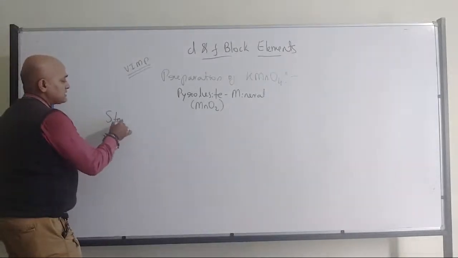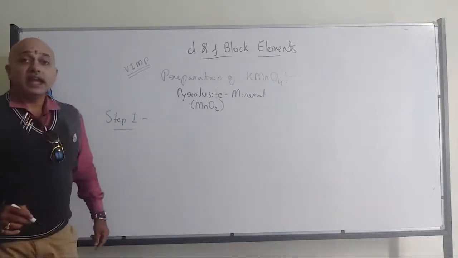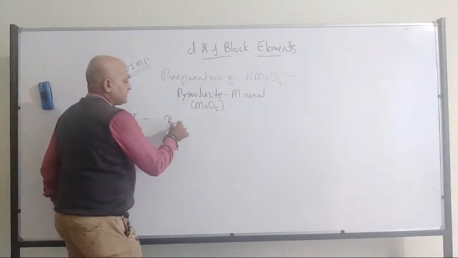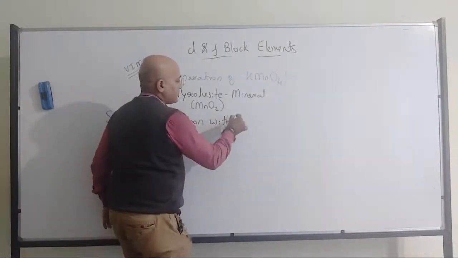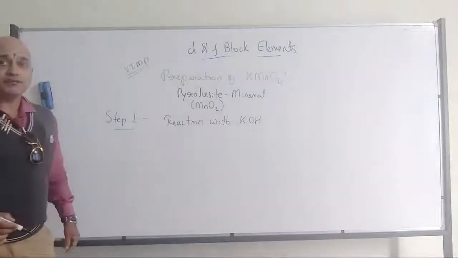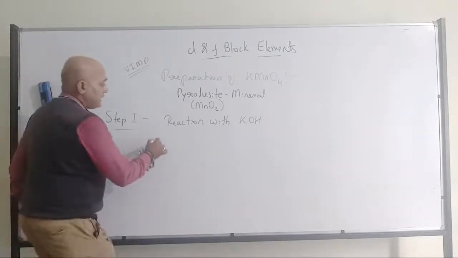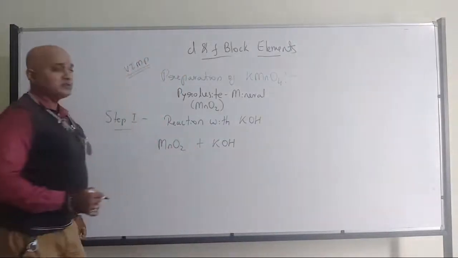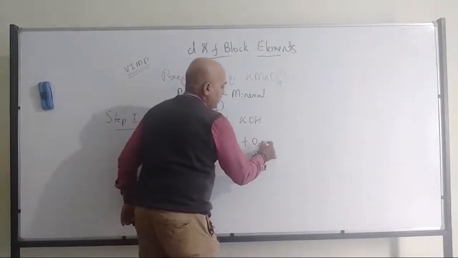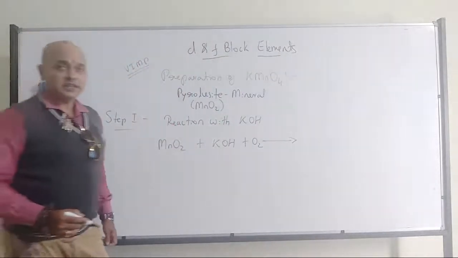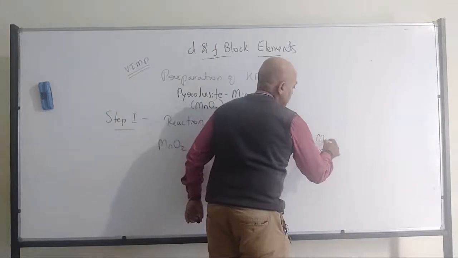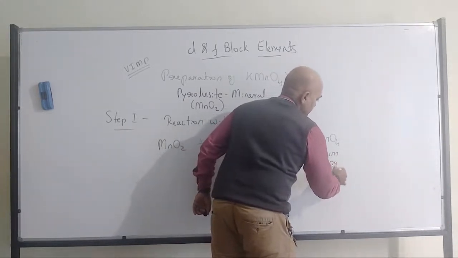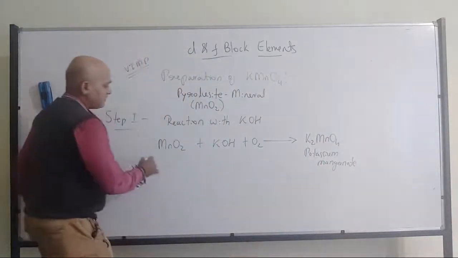Now, step 1 is reaction with potassium hydroxide. MnO2 will be treated with potassium hydroxide. So MnO2, manganese oxide, plus potassium hydroxide in the presence of oxygen, the product will be K2MnO4, that is potassium manganate. So what is happening here?